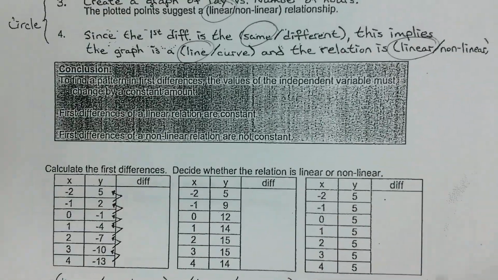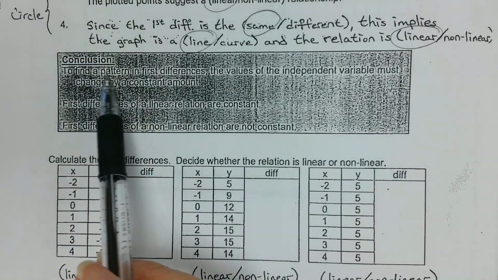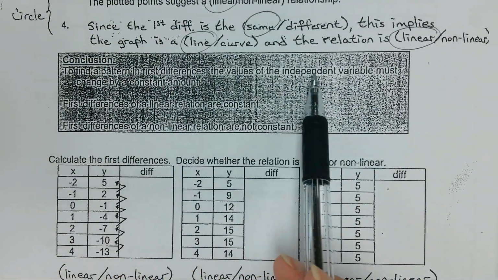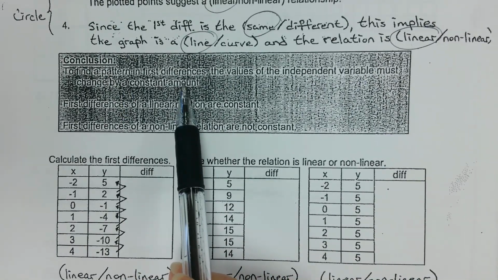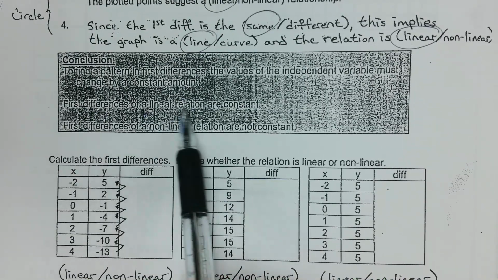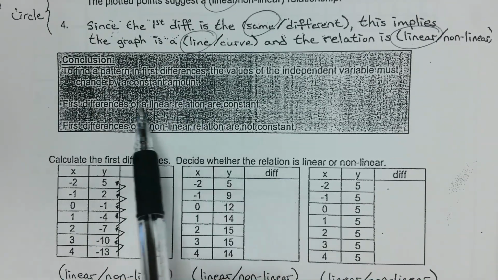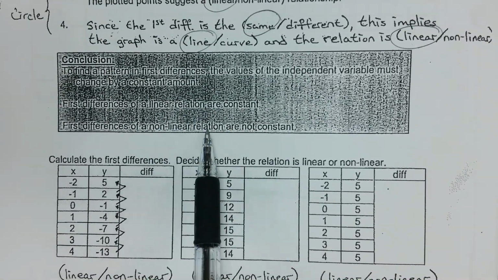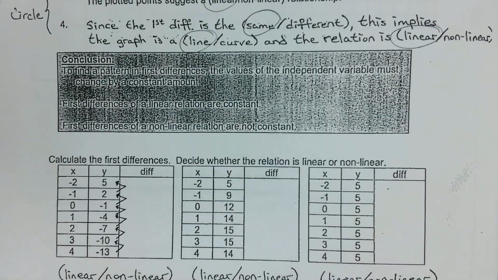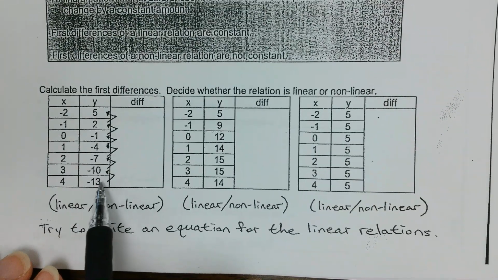Okay. To find a pattern in first difference, the value of the independent variable, the x, must change by a constant amount. So that's what we were checking first, if x goes up by the same amount. First differences of a linear relation are constant. First differences of a nonlinear relation are not constant. Okay. So try this one.